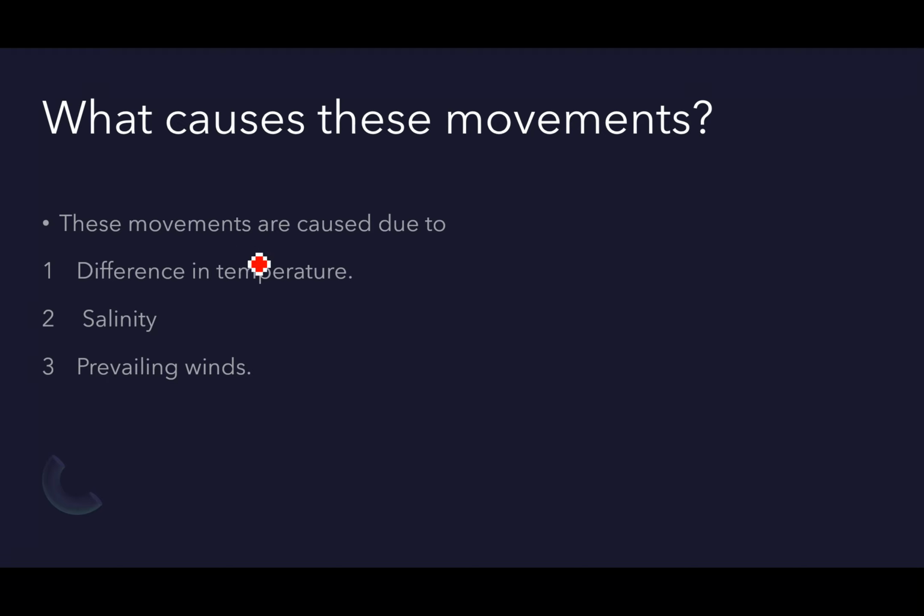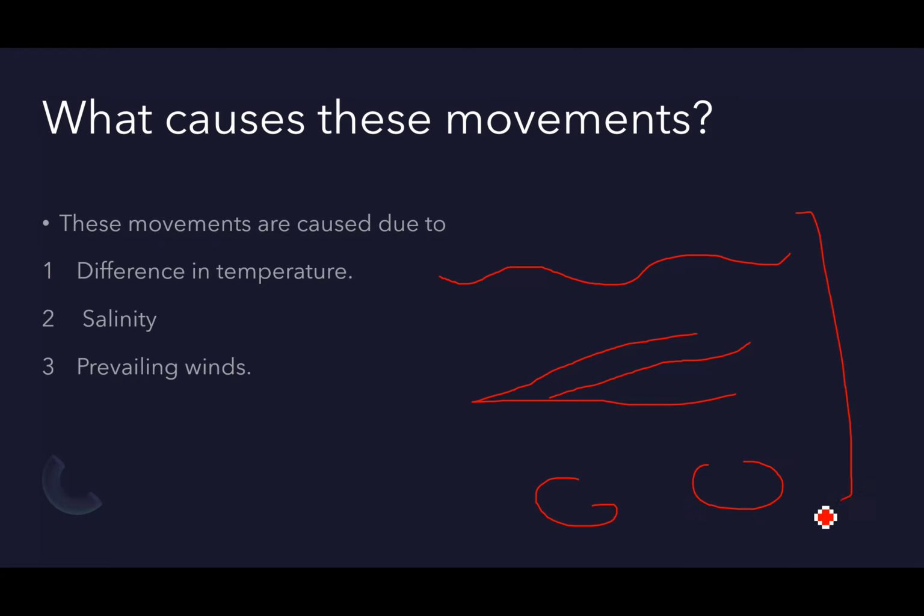Now we talk about these movements like waves, tides, or ocean currents. What causes these movements? Why do you have waves, or why do you have low tide and high tide, and why do we have ocean currents? These movements are, one, because of the difference in temperature, two, because of the salinity, and three, because of the prevailing winds. These are the three factors which cause these movements.